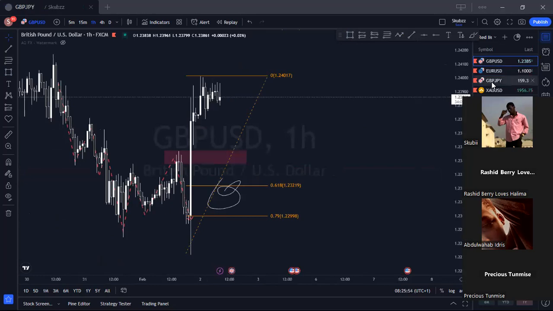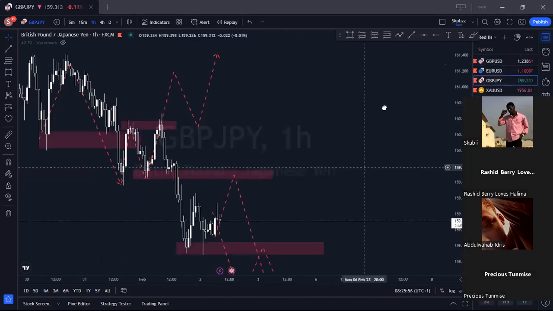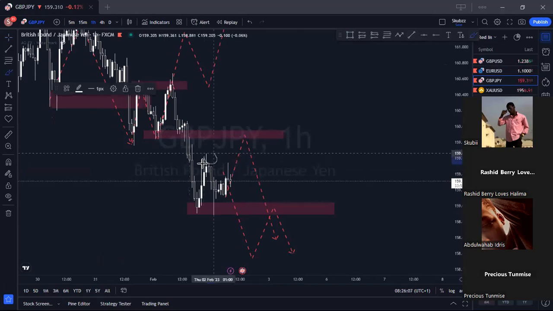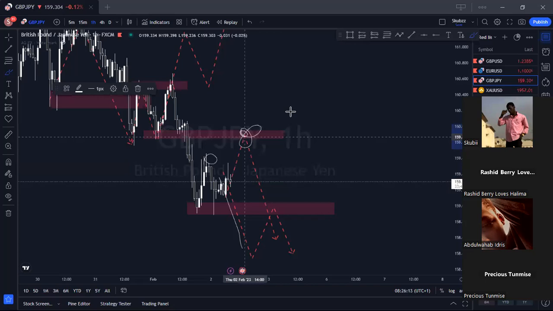Someone said GBP JPY. GBP JPY created a low. We can wait for it to retest this area. But it already did something like a lower high here. So we might just see it break to the downside instead. But this zone here is still very much valid. So let's pay attention to it and see what happens here.